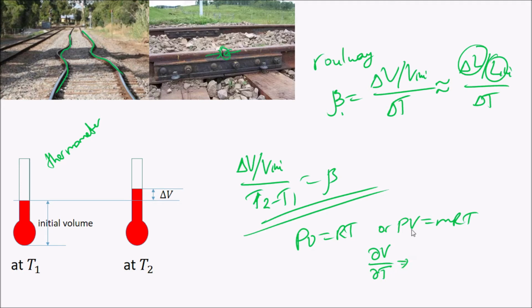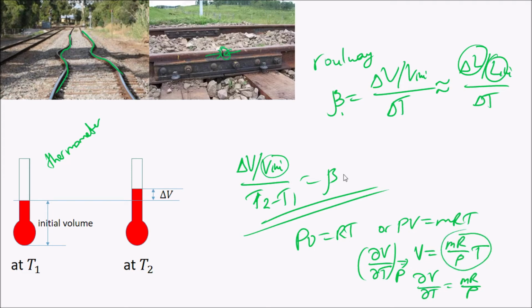If you do that, the volume is equal to mR by P times T. If you take the derivative, you should take it at constant P. See here, P is constant. If P is constant, then the derivative of volume with respect to temperature will be mR by P. Then you will divide by the initial volume, and the initial volume is this one.